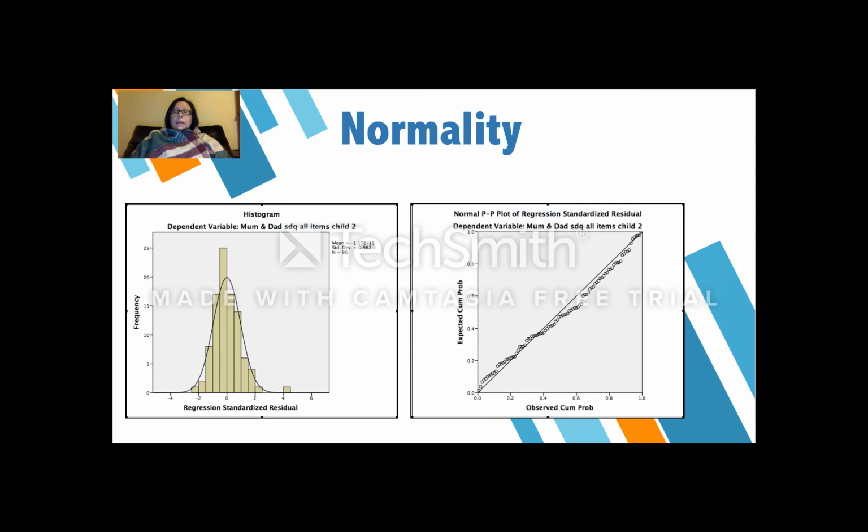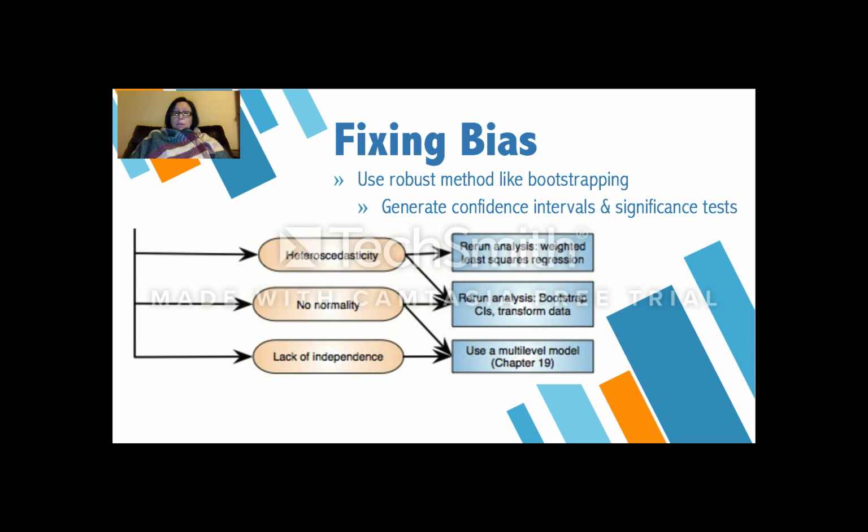distributed. Now, in the event that you violate an assumption, this problem can largely be overcome by using robust methods such as bootstrapping to generate confidence intervals and significance tests of the model parameters. But this chart can also help you know how to address heteroscedasticity, non-normality, and the lack of independence.